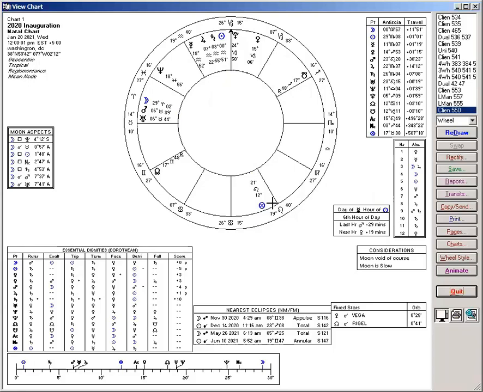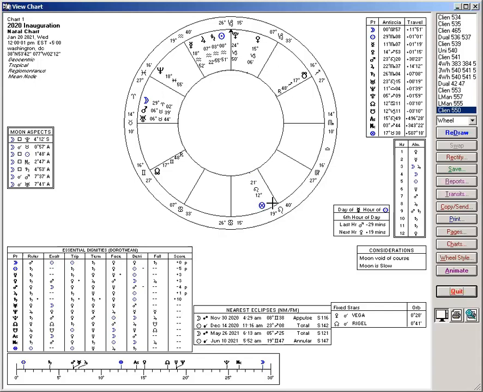Now, the first thing you have to do when you're looking at applying and separating aspects is know that each of the bodies, the lights and the planets, has a different average speed. When we do average speed, the fastest body is the moon, followed by Mercury, then Venus, then the sun, noticing how we talk about the sun here, then Mars, Jupiter, Saturn, Uranus, Neptune, and Pluto. Now, there are exceptions to this, and one of them has to do with retrograde, but what I want to show you is the basic plan of how this works.